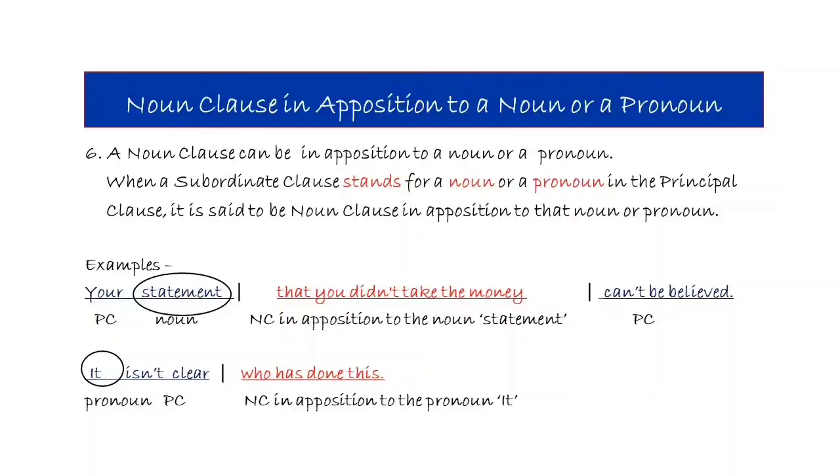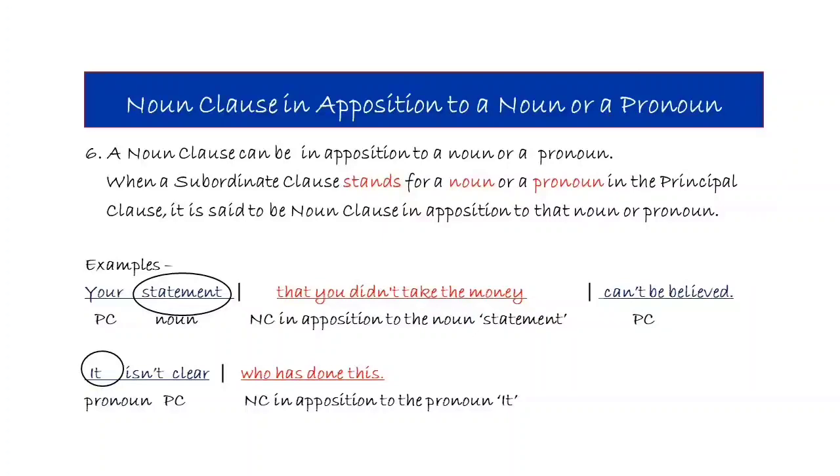Noun clause in apposition to a noun or a pronoun. When a subordinate clause stands for a noun or a pronoun in the principal clause, it is said to be noun clause in apposition to that noun or pronoun. For example, your statement that you did not take the money can't be believed. Here, your statement can't be believed is the principal clause. That you did not take the money is the subordinate clause which stands for the noun statement in the principal clause. So, that you did not take the money is noun clause in apposition to the noun statement.